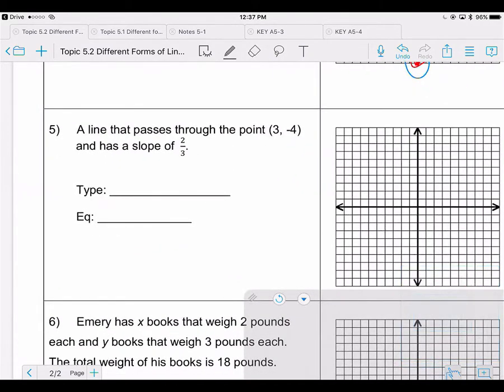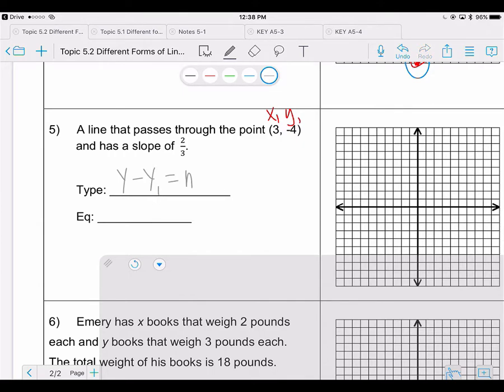Problem 5, again, we have a point and a slope, so we could just plug into point slope, but we don't have to convert point slope, I should say. So we have y minus y1 equals m times x minus x1. So we are practicing plugging in. Y plus 4, my point becomes the opposite, equals my slope of 2/3 times x minus 3.